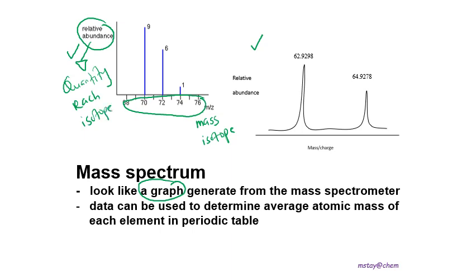So for example here, there is an isotope with mass 70 and the abundance is around 9 portions out of the 16 here. After we have this information, we will be able to determine the average atomic mass of the element in the periodic table.